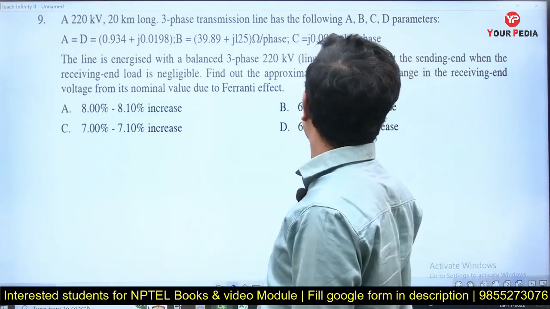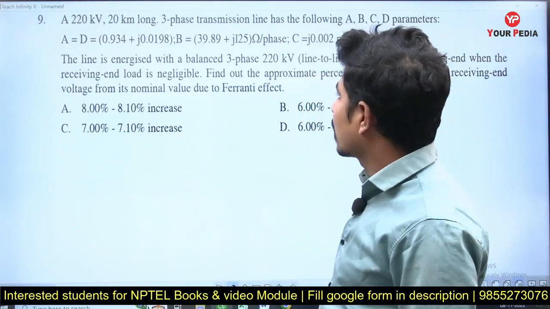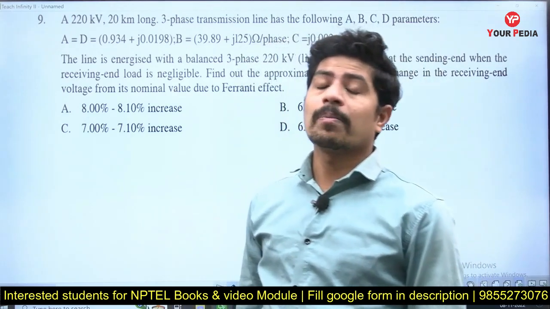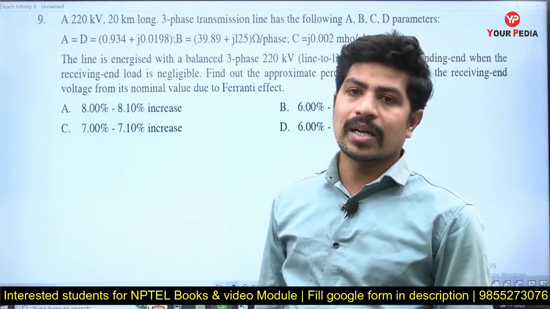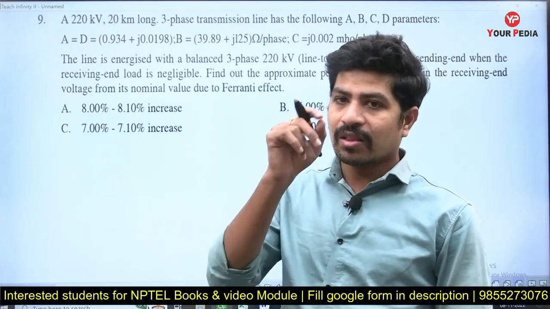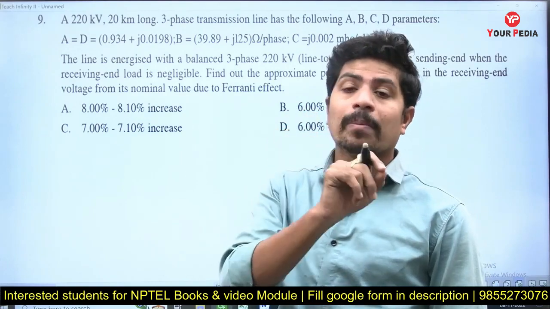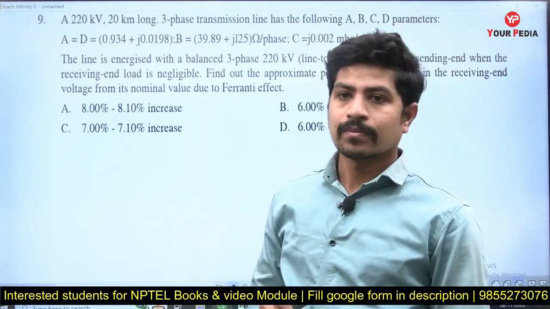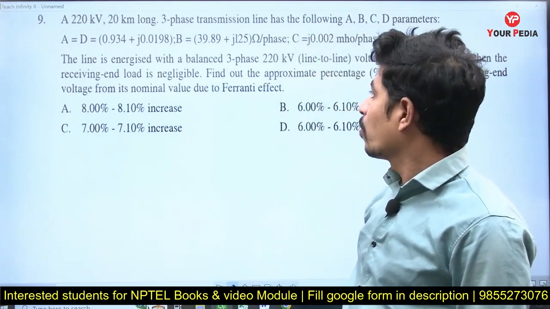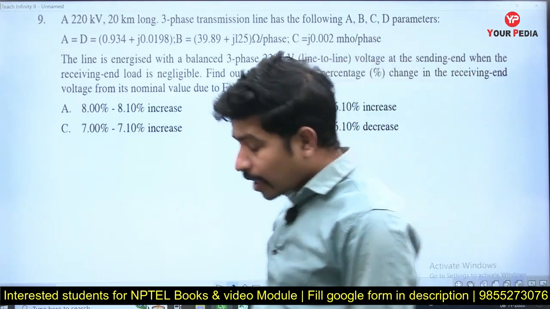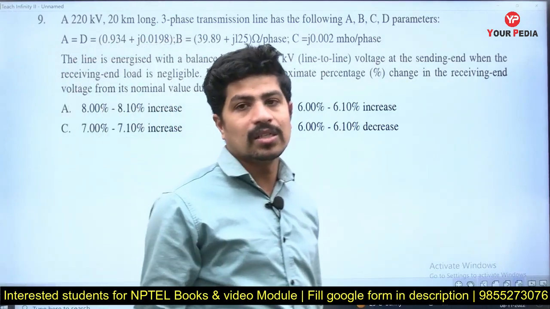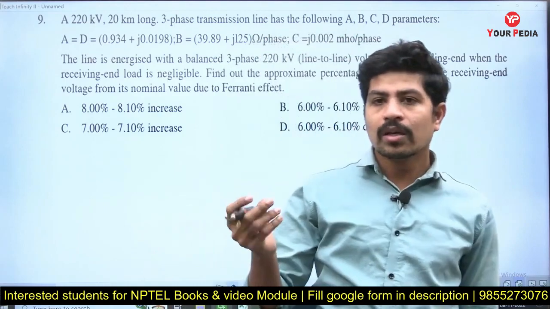Yes, what he is saying, ABCD parameters are there. A is equal to D. We know that for a practical transmission line, it is symmetrical. That's why A must be equal to D. If A is not equal to D, first of all, that particular transmission line is not a practical transmission line. A equal to D is given as 0.934 plus j0.0198, and it has no units.